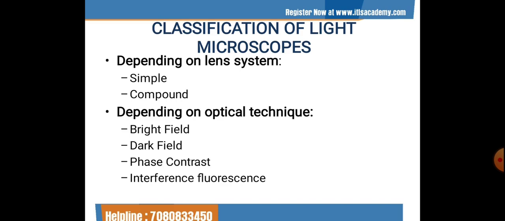Let's see the classification of light microscopes. Depending upon the lens system, microscopes are divided into two parts. It is the simple microscope and the compound microscope. We are familiar with both of these. These are the microscopes that are of student levels and easily available in schools and universities. And depending on the optical techniques, microscopes are further classified into different groups, that is the bright field microscopes, the dark field microscopes, the phase contrast microscope, and interference fluorescence.